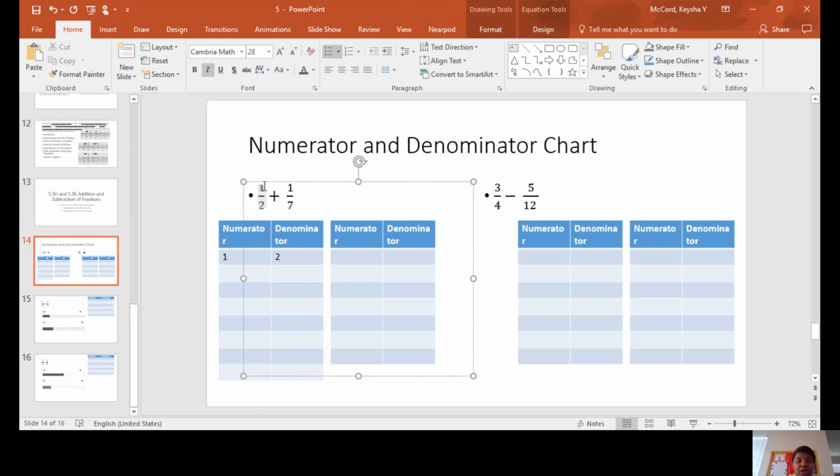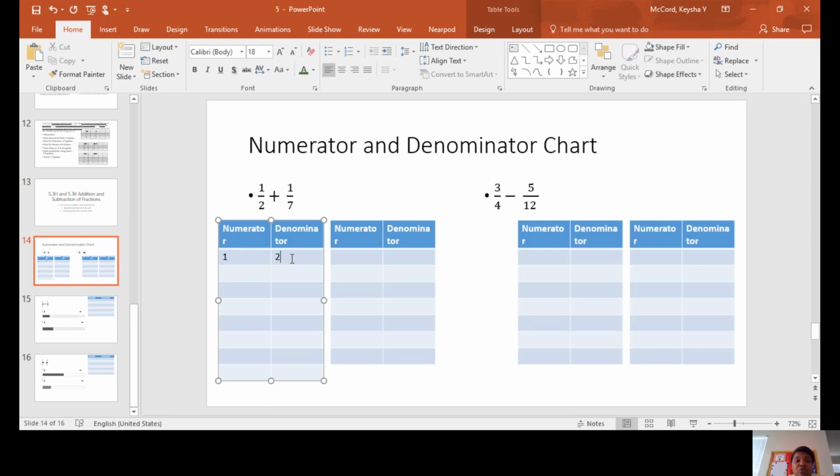The numerator is your top number. So if I look at the fraction 1/2, my numerator is going to be 1. So I'm going to put 1 in the numerator section. My denominator is going to be the number in the bottom of the fraction. And in this case, for 1/2, it is going to be 2. So I put the 2 here.